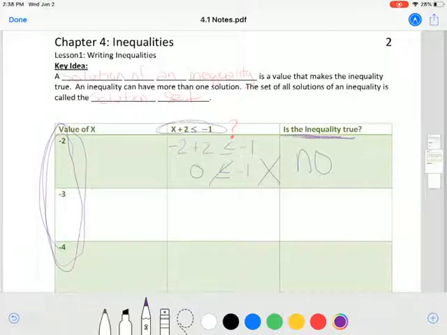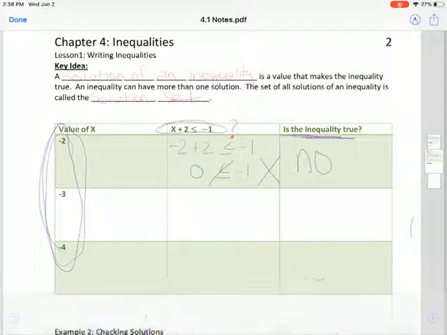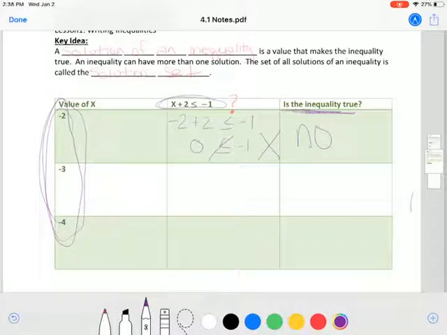All right, if you guys want to try these last two on your own, if you're feeling confident with what I just showed you, I'd recommend pausing this and trying these two on your own and then hitting play again so you can see if you got your answers right. Otherwise, just keep following along with me. So next, what if x is -3? -3 plus 2 is less than or equal to -1.